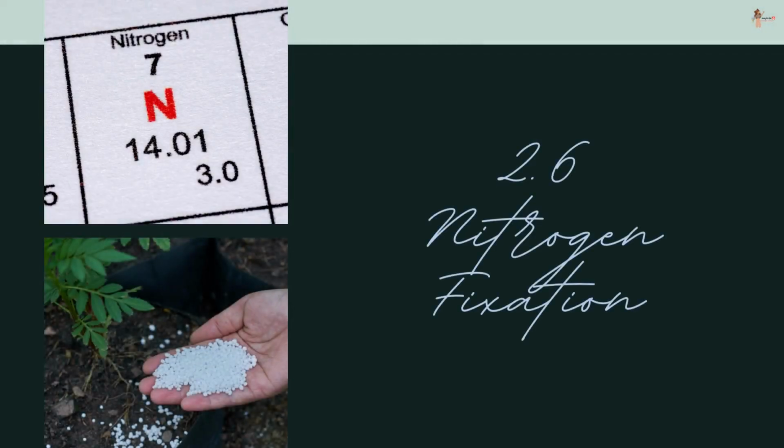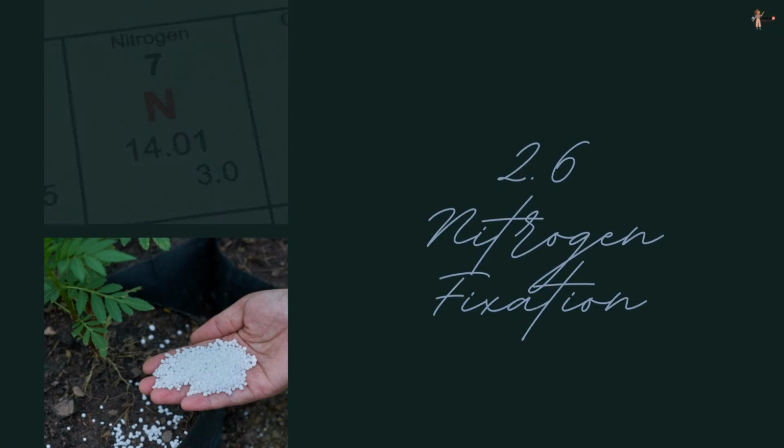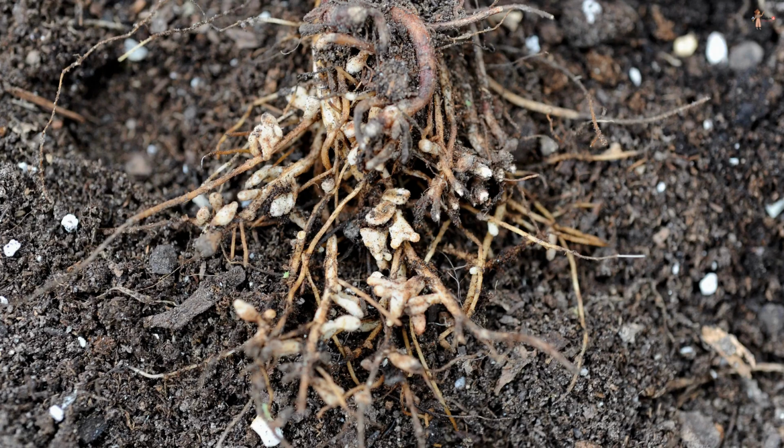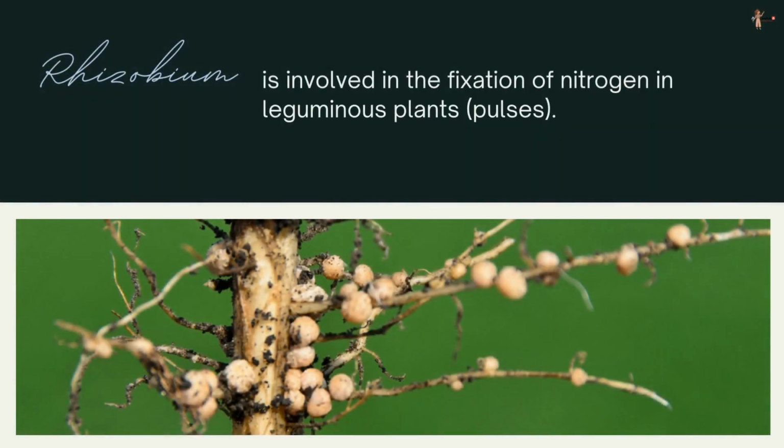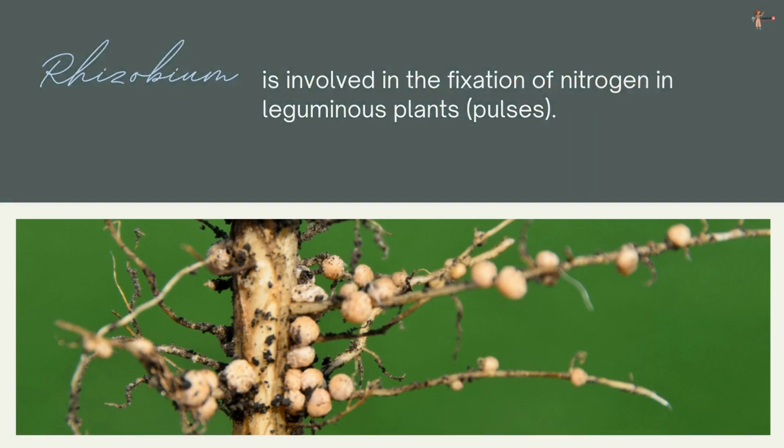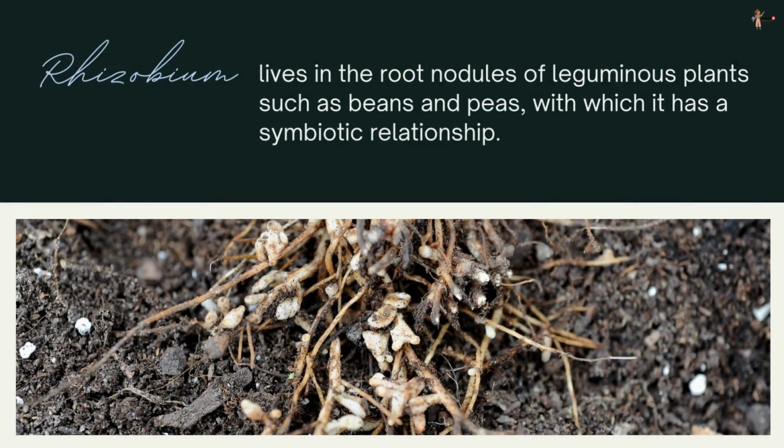Next topic is nitrogen fixation. We have learned about the bacterium rhizobium in classes 6 and 7. It is involved in the fixation of nitrogen in leguminous plants or pulses. Do you remember that rhizobium lives in the root nodules of leguminous plants, such as beans and peas, with which it has a symbiotic relationship?